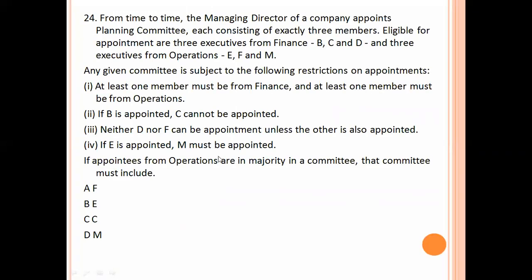From time to time, the managing director of a company appoints planning committees, each consisting of exactly 3 members. Eligible for appointment are 3 executives from finance, B, C, and D, and 3 executives from operations, E, F, and M. Any given committee is subject to the following restrictions on appointments. At least one member must be from finance and at least one member must be from operations.